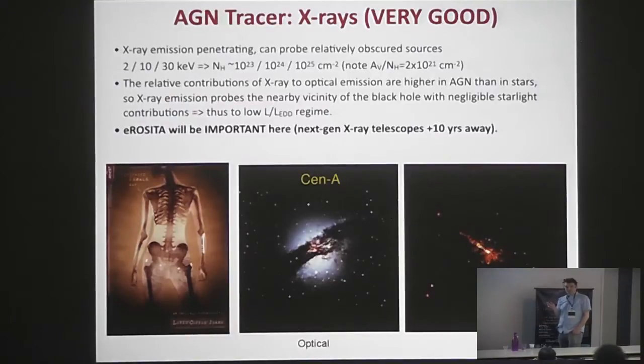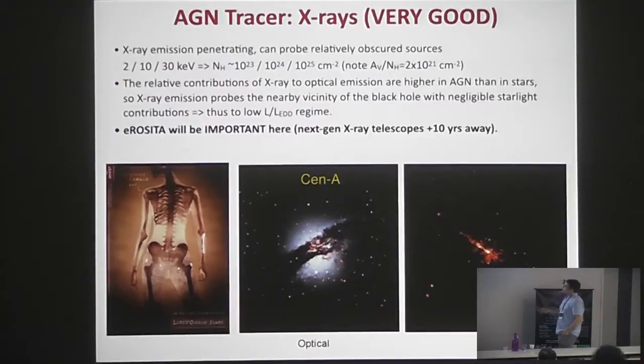So you're never going to see anything here, and all of a sudden you can easily see it, even in relatively soft X-rays at 2 keV. And if you have a hard X-ray survey up to 30, you can see pretty much everything that isn't fully just optically thick.